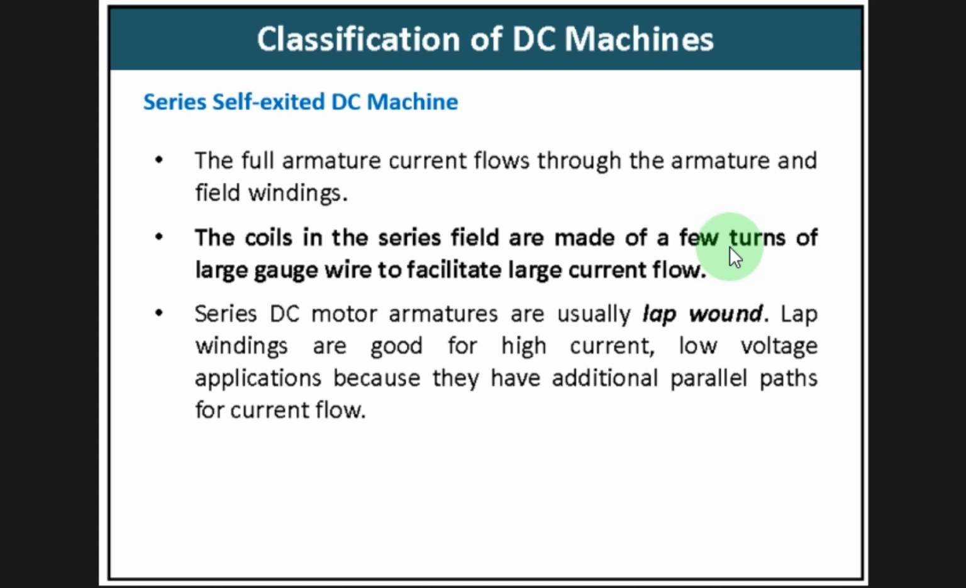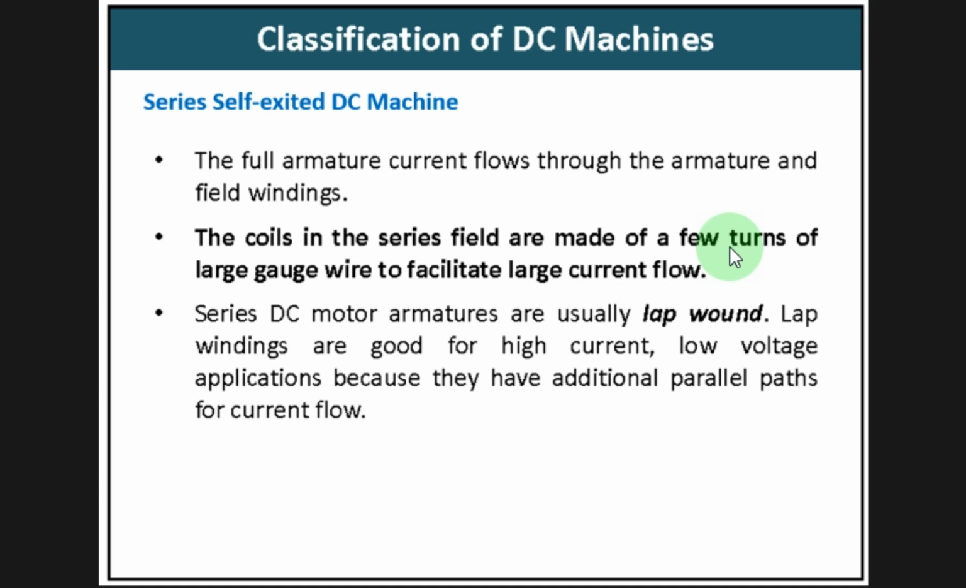Normally the field windings are made of few turns. That means quite a few number when you compare it with the armature coil. Of large gauge, that means the diameter of the wire should be very large to facilitate large current flow, because the same current that is going through the armature is going through the field winding as well.